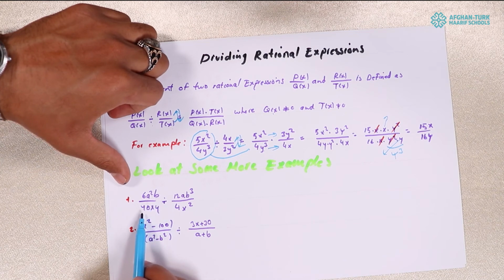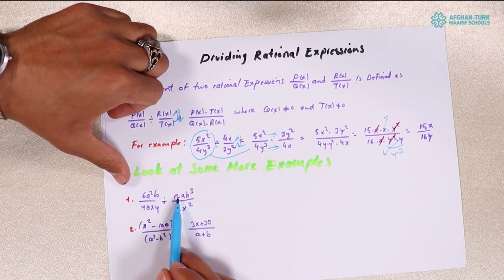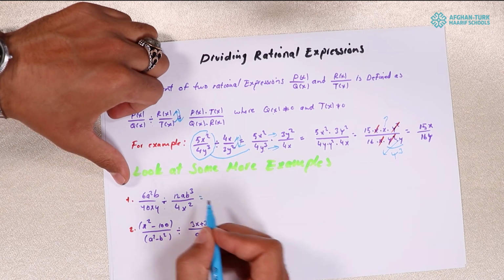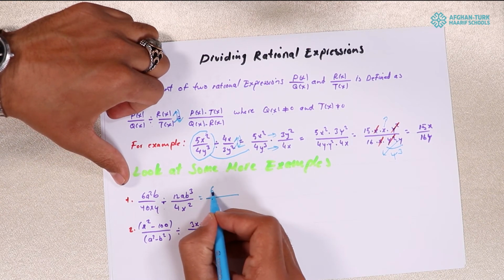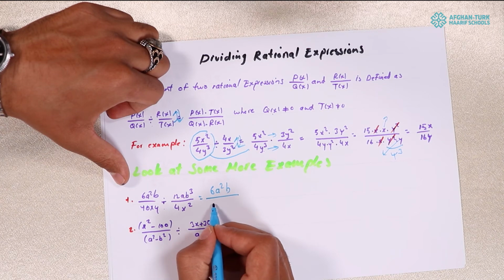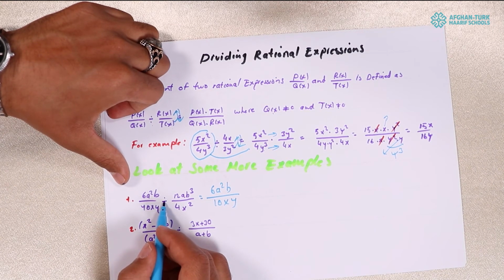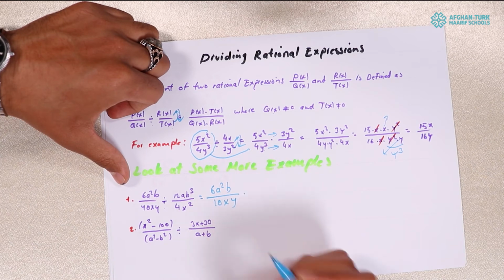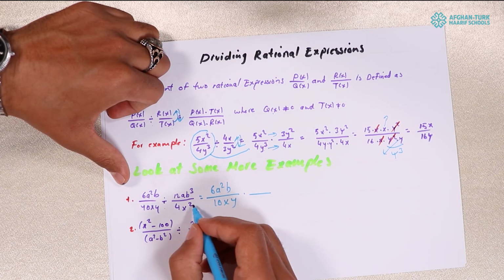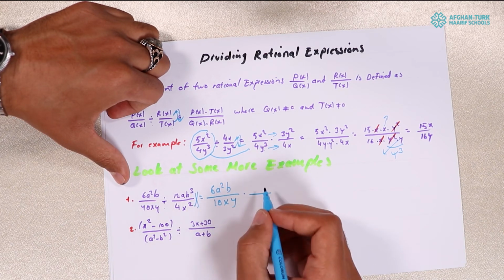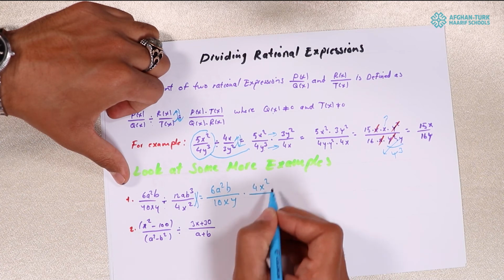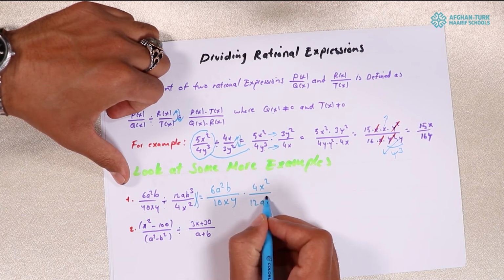6a squared b over 10xy divided by 12ab cubed over 4x squared. Okay, 6a squared b over 10xy, the first fraction itself. This operation changes to multiplication. Am I right? And we have to switch the position of numerator and denominator. It means 4x squared over 12ab cubed.